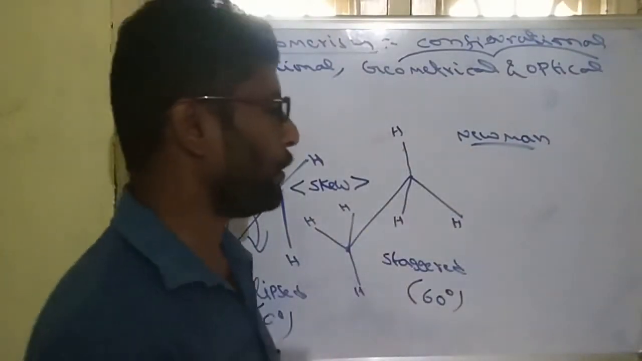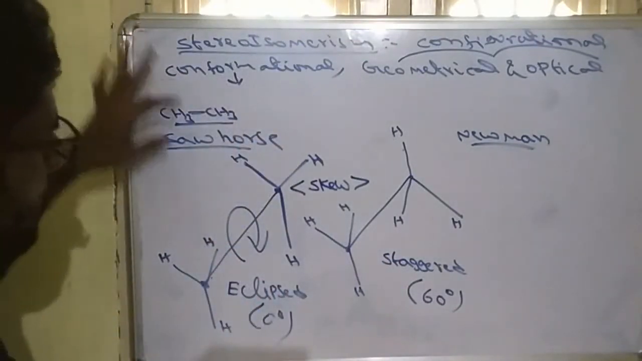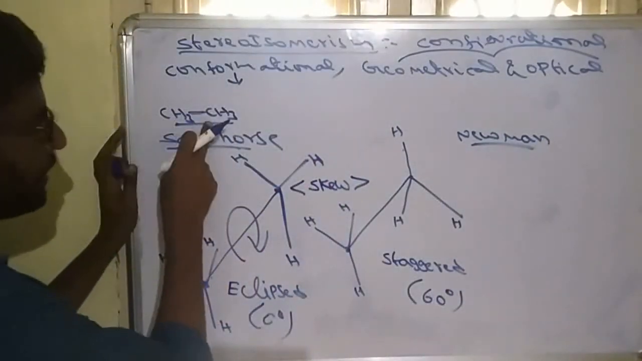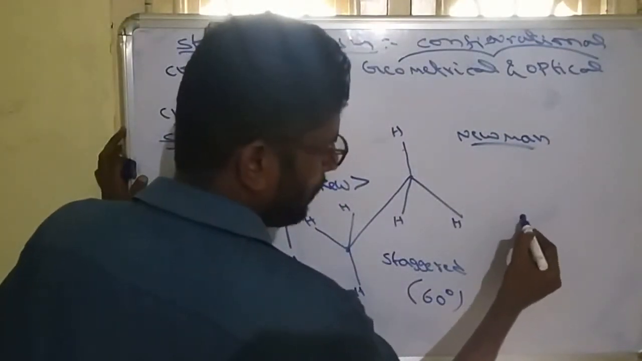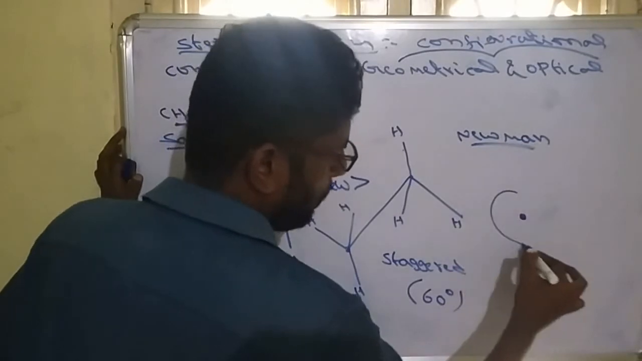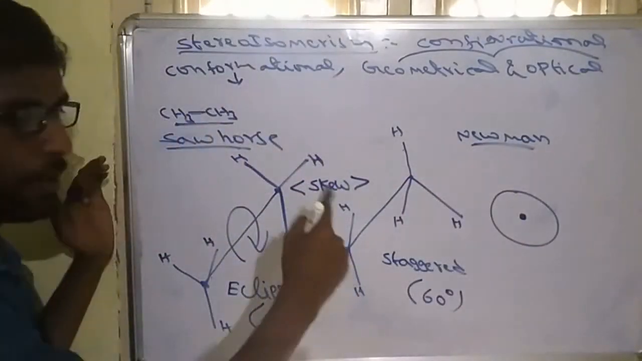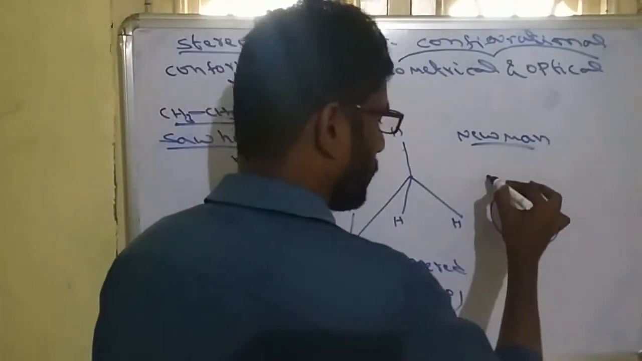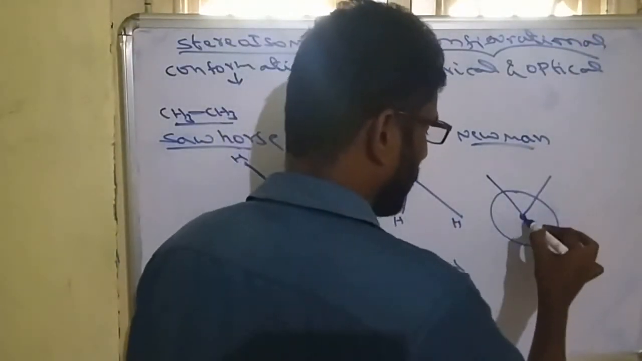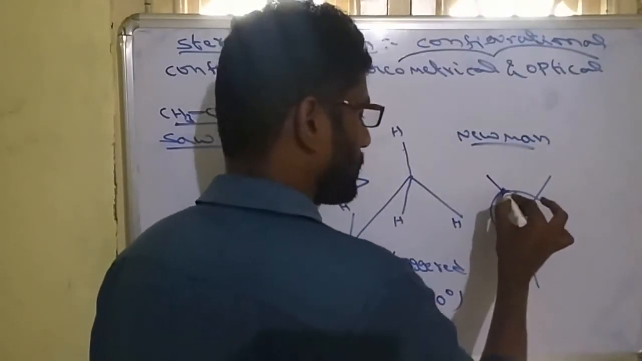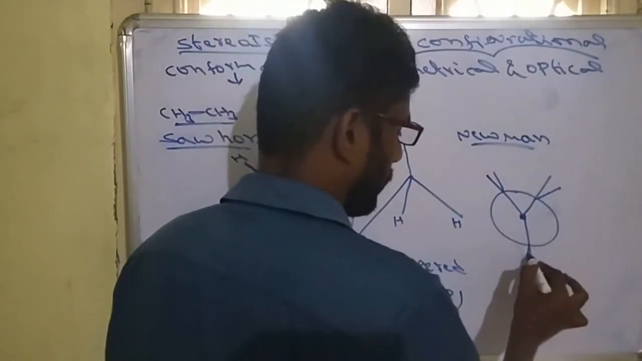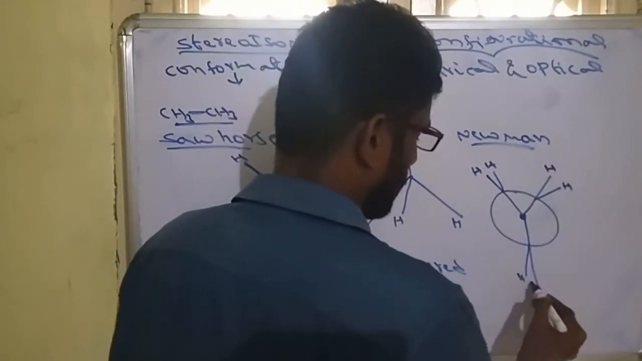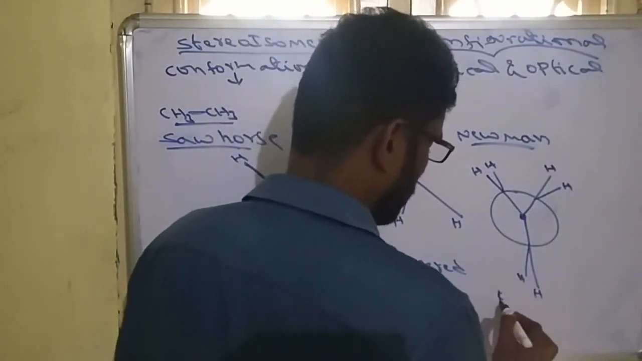Now the same in the Newman technique. I am taking the same example. In the Newman technique, two carbon atoms are there. One carbon I take as a dot, and the second carbon as a circle. The dot represents one carbon, the circle represents another carbon. On both carbons, again I write Y, on this circle also I write Y. If I place hydrogen, now this is called the eclipsed isomer.